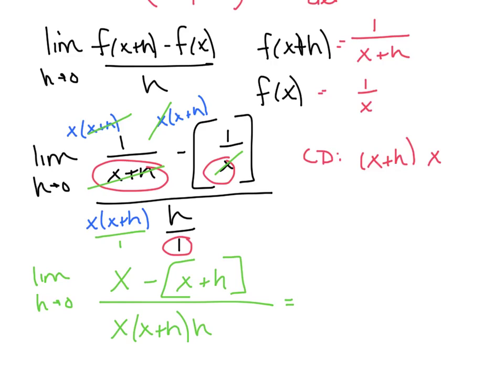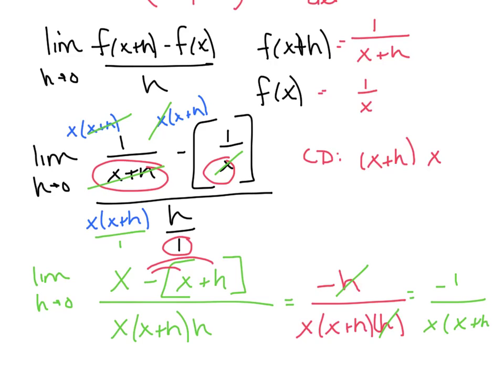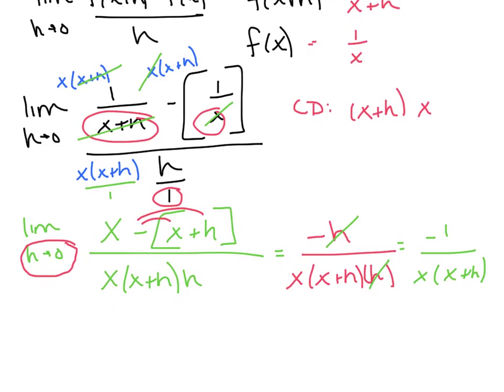As I clean up the top, I'm going to distribute this negative sign in. So I get a negative x and a negative h. So I have a negative h all over x plus h, and h. I can kill the h's. So I'm left with -1 over x plus h. Lastly, I need to substitute in my 0 into the h, because this is h approaches 0. And I get a derivative of, so remember this is the derivative, -1 over x squared. Remember that turns into a 0, x times x is x squared.